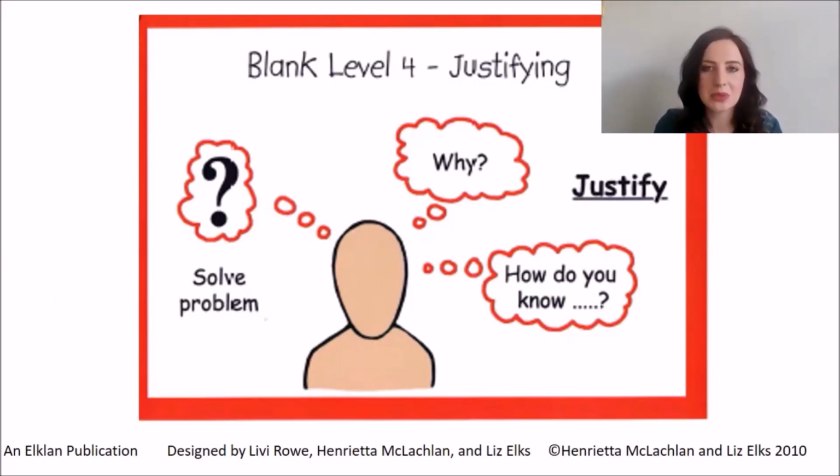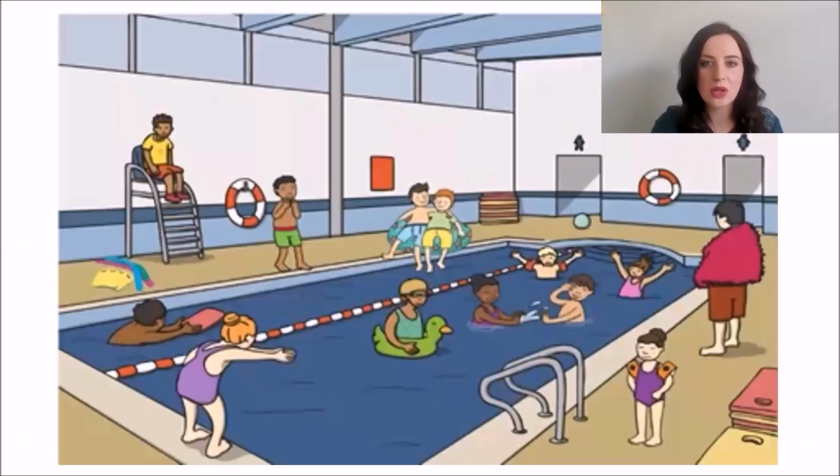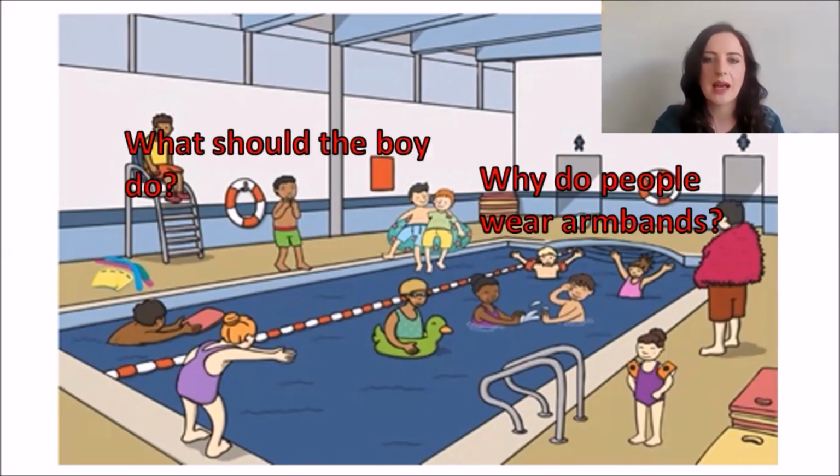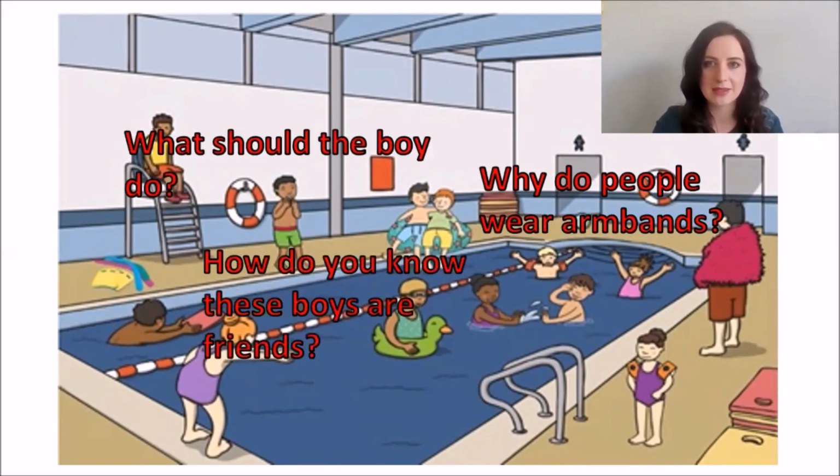Level 4 is the most difficult level. It involves answering how and why questions, justifying and reasoning. Level 4 questions you could ask would be, why do people wear armbands? What should the boy do? And how do you know these boys are friends?